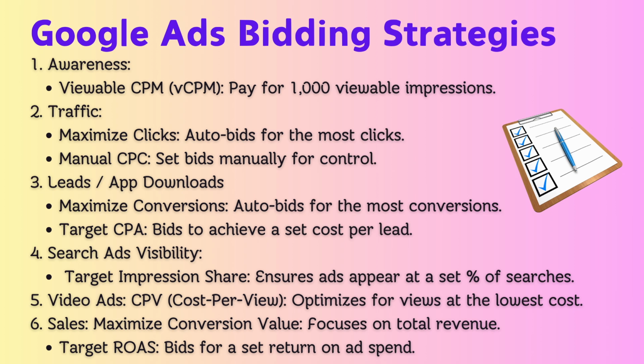So in sales, and the last research is about sales. In sales, maximize conversion value focuses on total revenue, like target return on ad spend, which bids for a set return on ad spend. It's about sales. Like if we get a bid, then conversion value from that bid is divided by return on ad spend. It's a long process about sales.